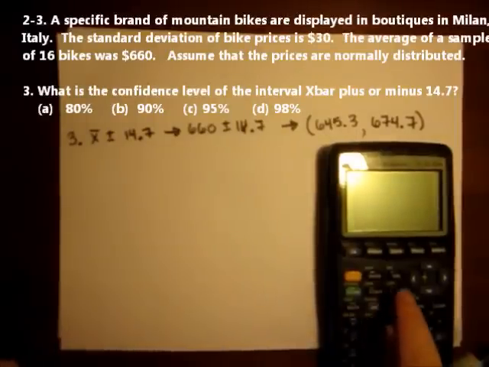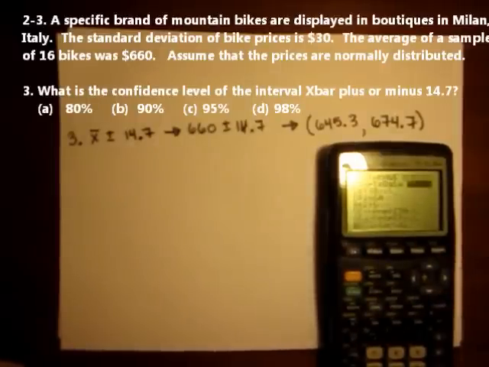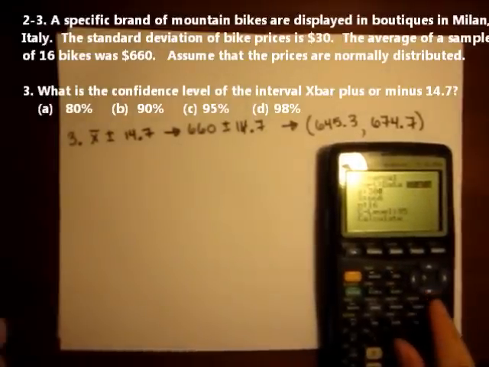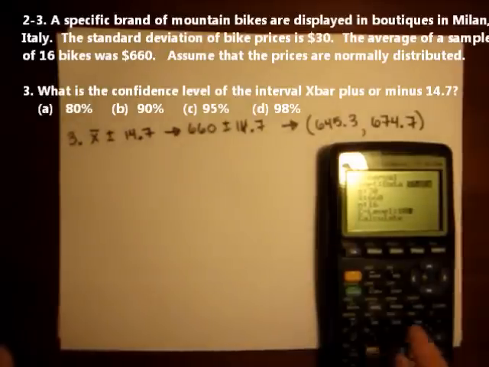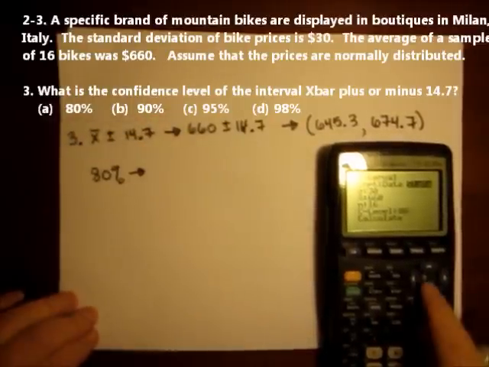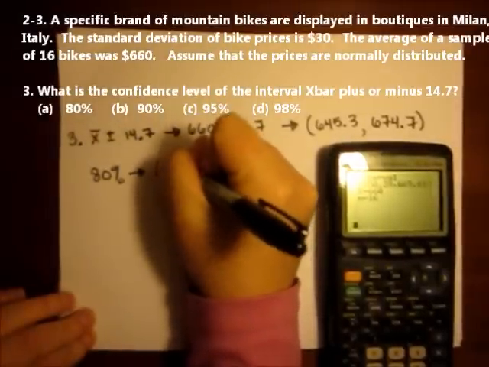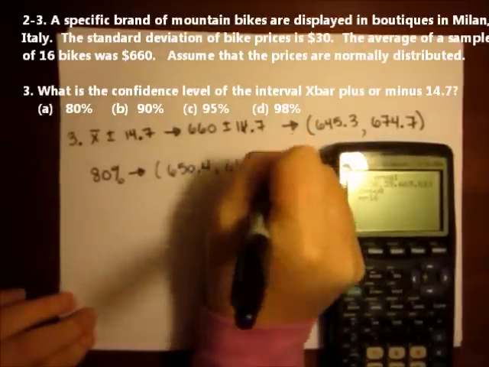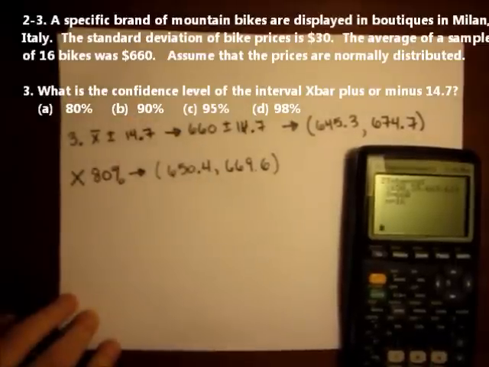So to get into that in the calculator, I press Stat, go over to Tests, and z-interval is my option 7. So make sure your input says stats. Sigma should be 30 in this question. X bar is 660. N is 16. And the first option has an 80% confidence level. So if we go to calculate, right here my answer in the parentheses says 650.4 to 669.6. So that's not the same as the interval that I was given, so 80 is not the answer.